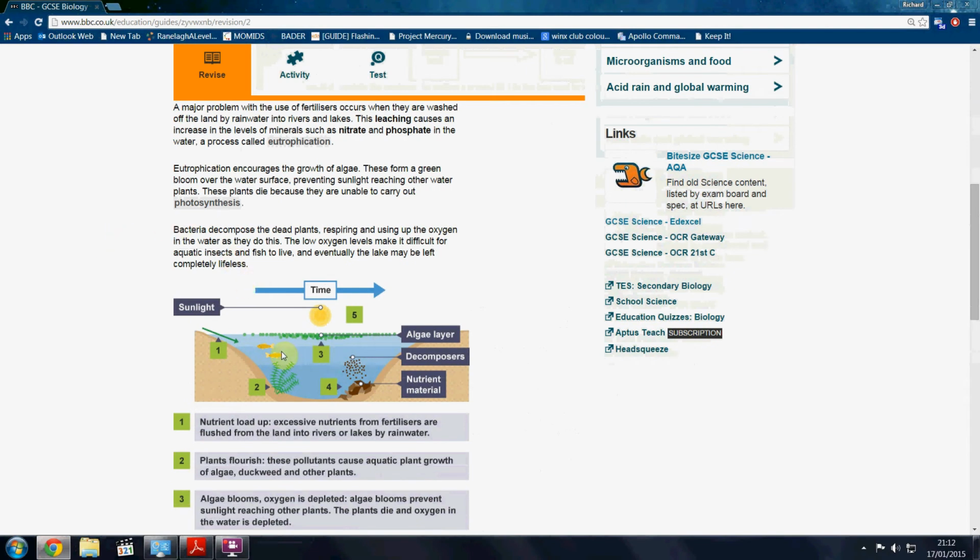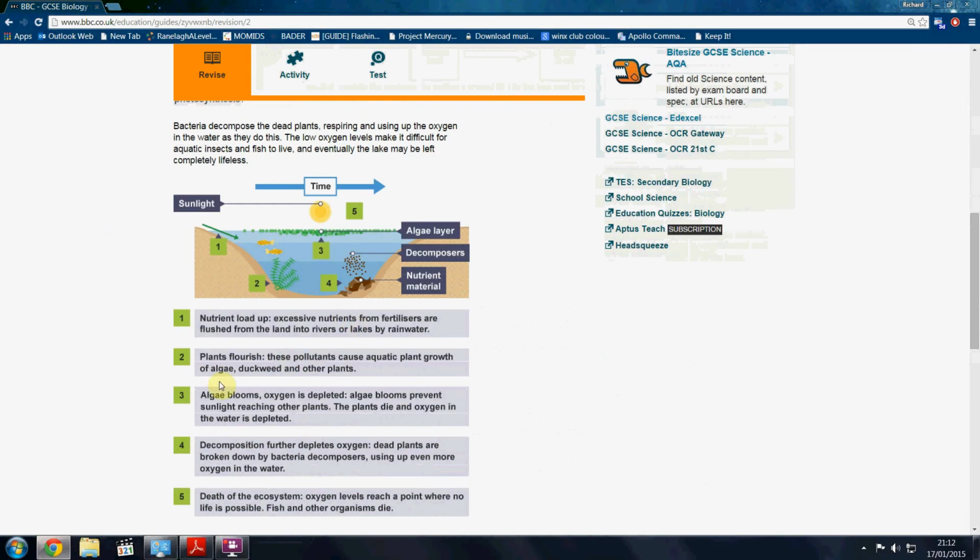So I found the page on eutrophication, and the 5 stages are shown here. The first one is nutrient load-up, which is excessive nutrients from fertilizers being flushed from the land into rivers or lakes by rainwater. So in other words, rainwater washes fertilizers from fields into the pond. The second thing that happens is that plants flourish, meaning they grow much faster than normal, and the particular plants we are interested in are algae, which float on the surface of the water, looking green and spongy. The algae blooms, and it prevents sunlight reaching plants underneath that algae layer.